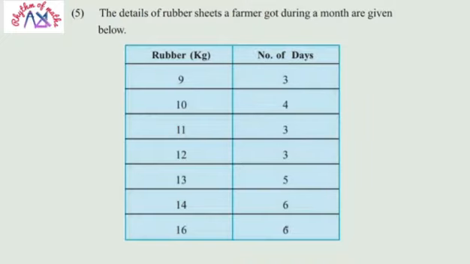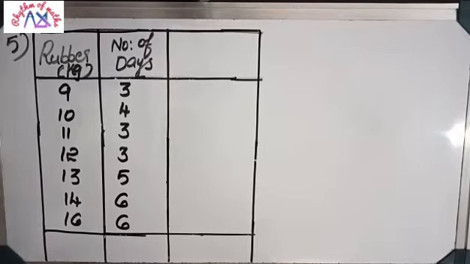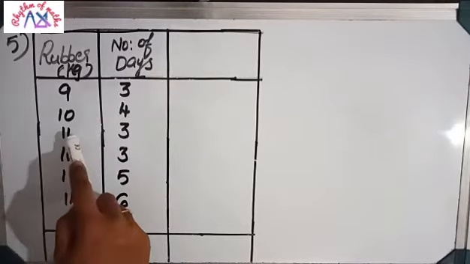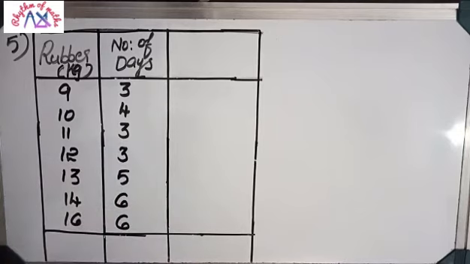Question number 5. The details of rubber sheets a farmer got during a month are given below. Two sub-questions are there. First one, find the average rubber. Second sub-question, find the average income. In a particular month, the quantity of rubber collected is given. That means 3 days 9 kg rubber collected, 10 kg rubber collected in 4 days, 11 kg collected in 3 days. Like that data is given.